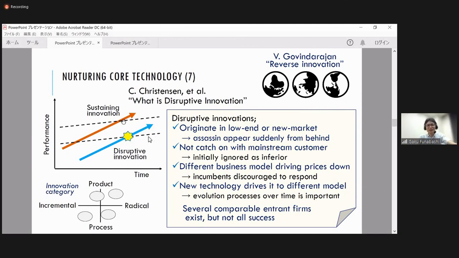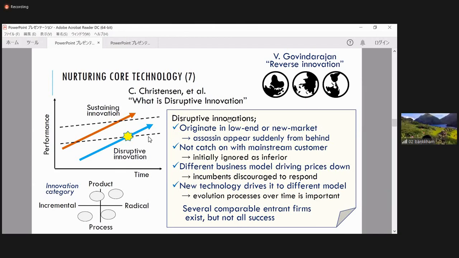And suddenly, when American and Japanese companies realized, they had become very, very competitive, even in the high-end market. So they emerged later, the incumbents didn't care, and suddenly they replaced American and Japanese companies. So that is a disruptive innovation.